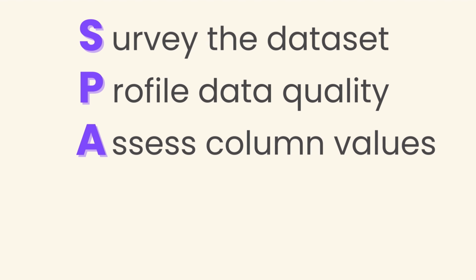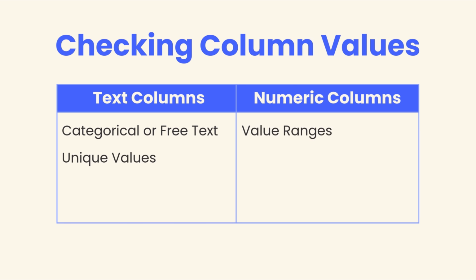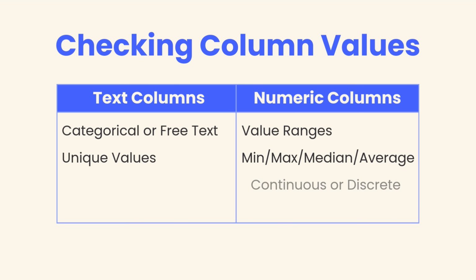Step 3, assess column values. Now let's start looking through individual columns and understanding the unique values they contain. Up until this point, we know what columns we have, but we're not that familiar with what data lives in each of those columns. For text columns, you can check, is the data categorical or freeform? What are the unique values? For numeric columns, you can see what's the range. What are the min, max, median, average values? Is the data continuous or discrete?